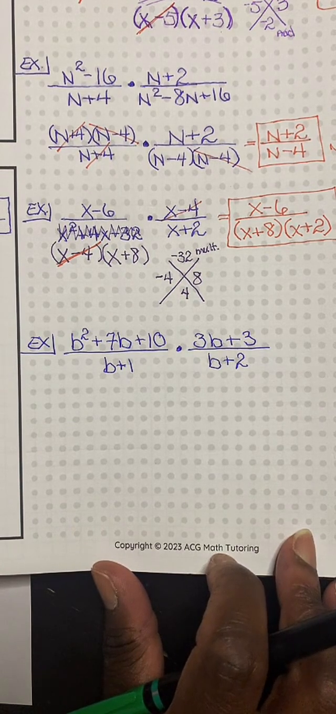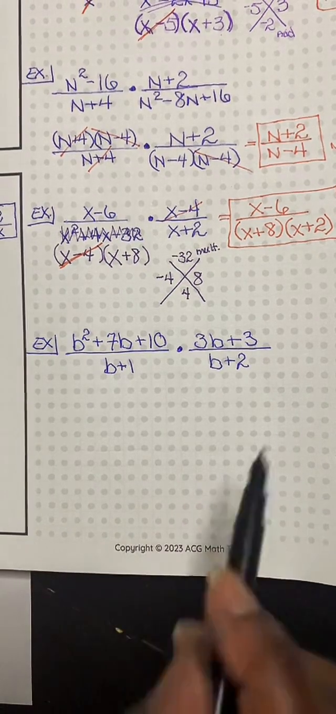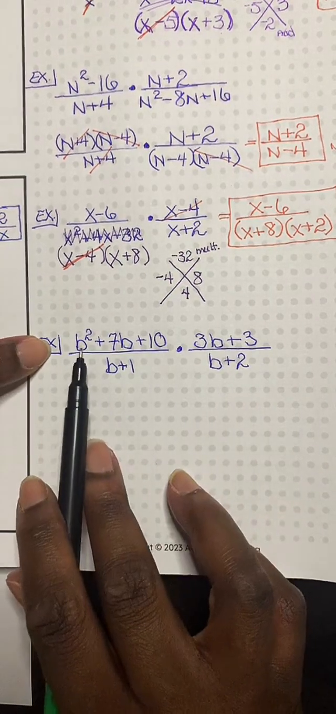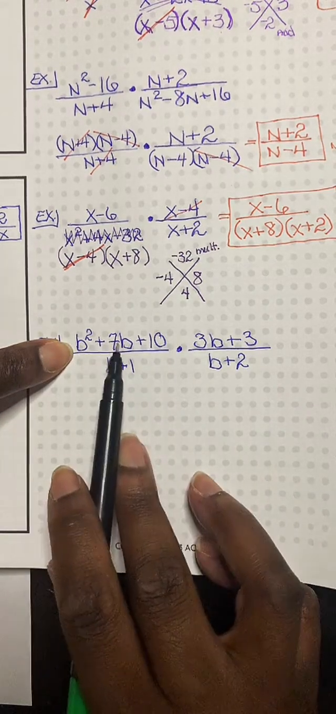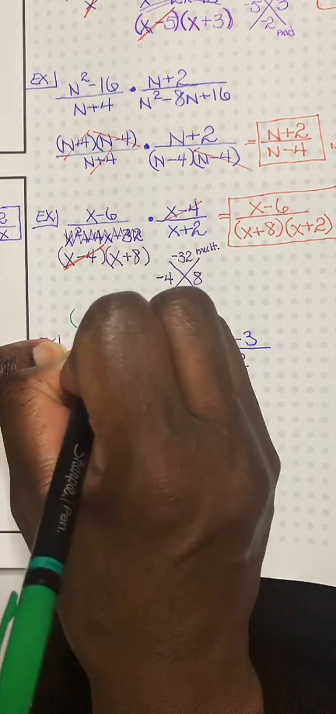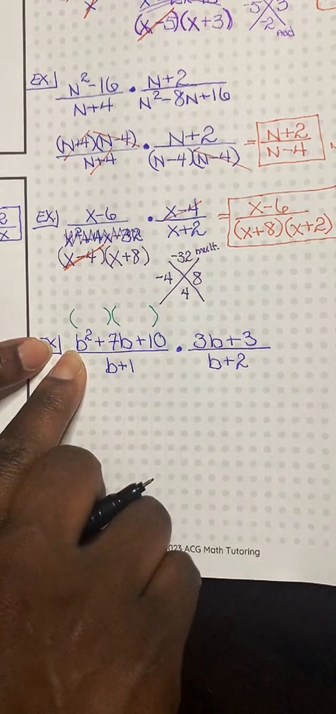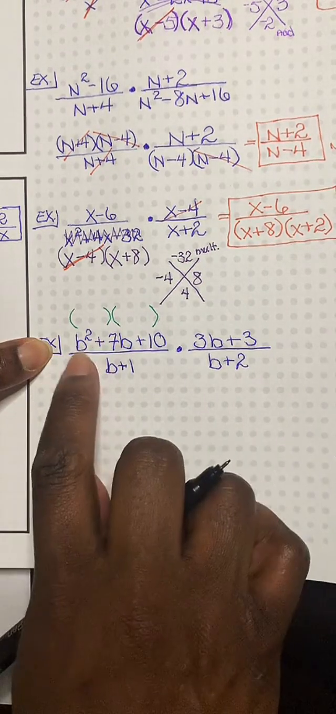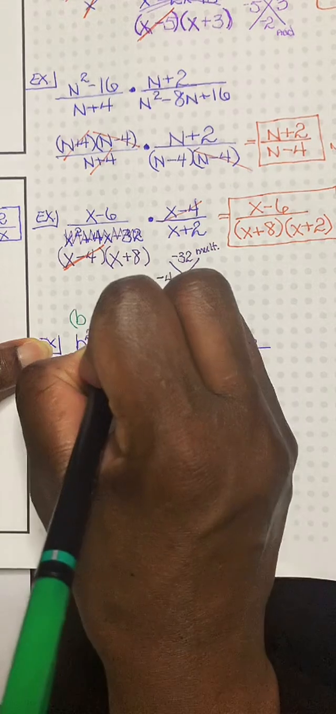Okay. All right. So let's go through it. Let's go through it. So we take a look. This numerator. I have a trinomial. So that means this can be factored. My leading coefficient, which is the number in front of the b squared, is a 1. So that tells me I can split my b's up.